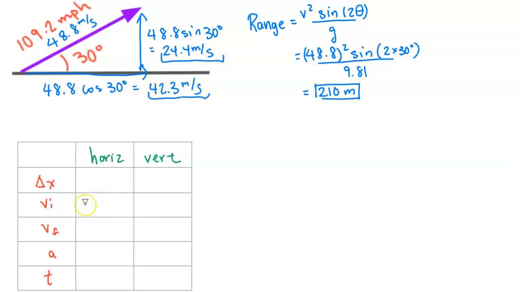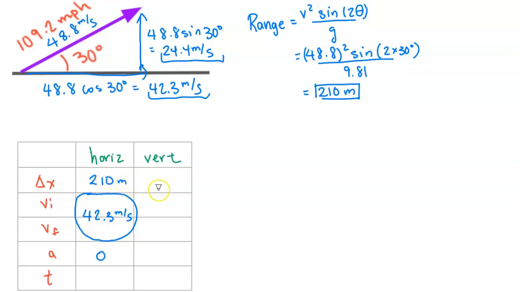Okay, so I'm going to just bracket that because we're going to use that in a moment. Actually, we're going to go ahead and fill out our table here. So the horizontal, because we're treating this as a projectile motion, which means only the gravity force is acting on it. So horizontally, it's moving at constant velocity, and that constant velocity is going to be 42.3 meters per second. There's no acceleration horizontally, and our range that we just calculated over here is going to be 210 meters.